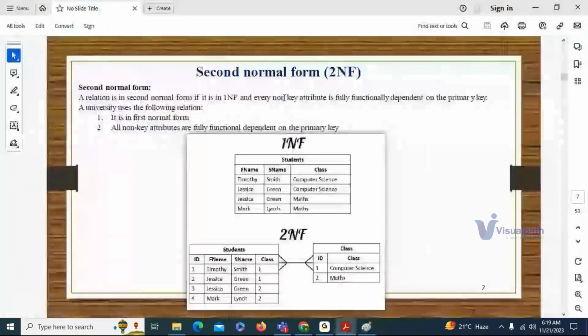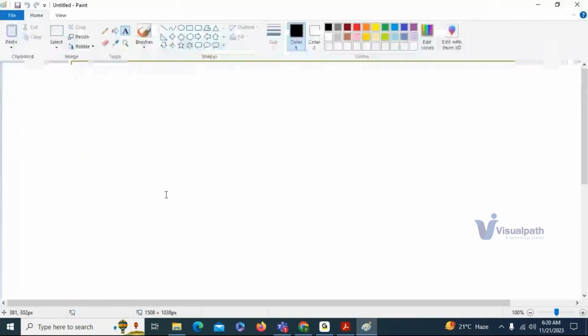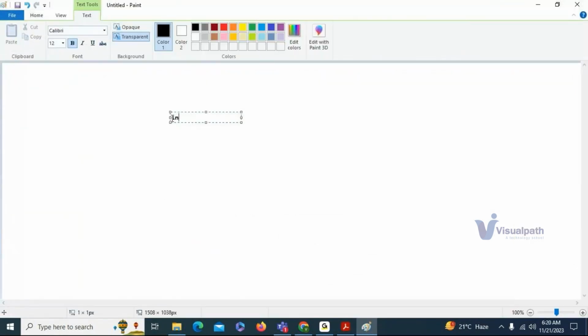So when it comes to second normal form, the rule is you should have a primary key defined in a particular table. First normal form is to split the columns to the lowest extent, to the atomic level possible. Second normal form is to create a primary key in a table.